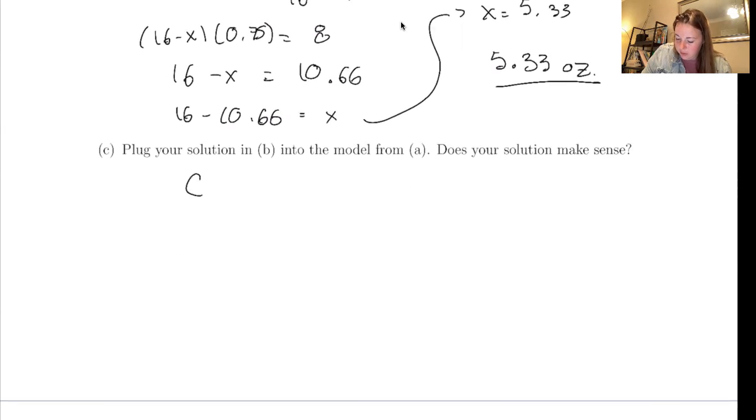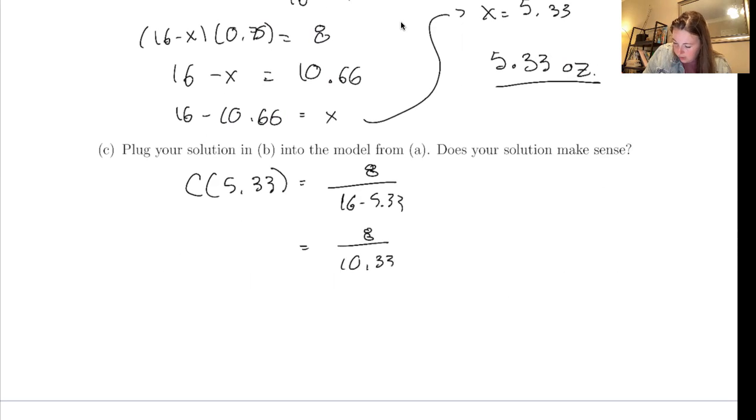So you need to take out a little bit more to handle that. So if we go over here and we use X of 5.33, we get 8 divided by 16 minus 5.33, which is 8 divided by 10.33, which is 0.75, rounded a little bit since we rounded the 10.33. All right. And that's how this problem is done.